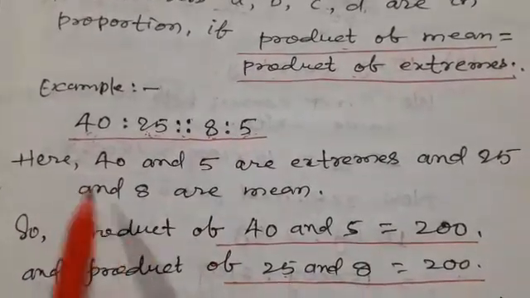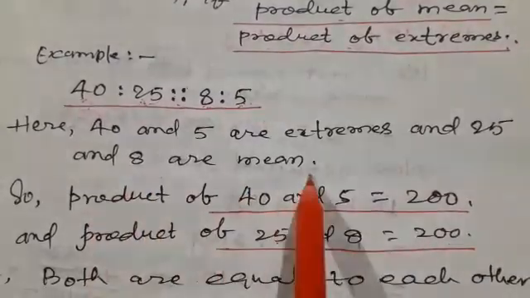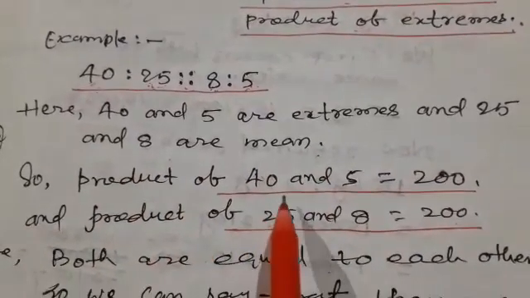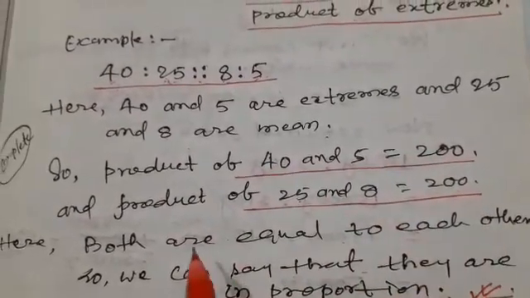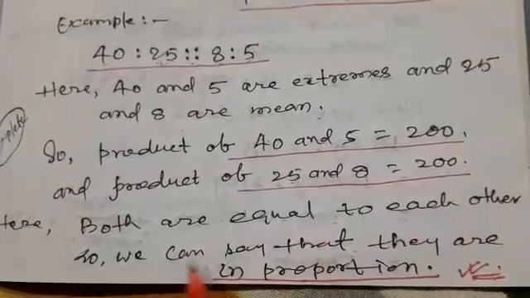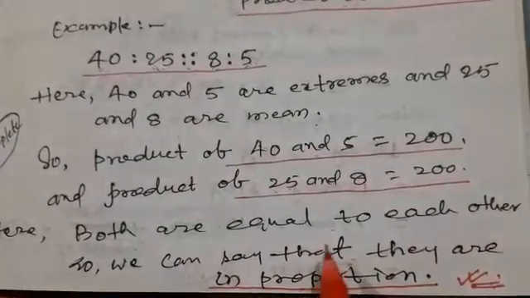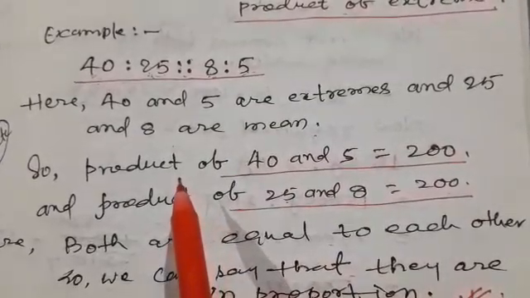So 40 is to 25 is in proportion 8 is to 5. Here the explanation is written: 40 and 5 are extremes and 25 and 8 are means. The product of the means is equal to 200 and the product of the extremes is also 200. Both are equal to each other, so we can say that they are in proportion. In this way, we completely know about ratio, equivalent ratio and proportion.